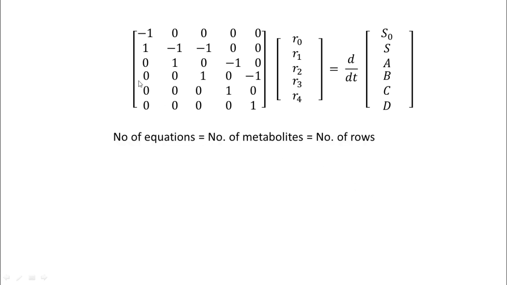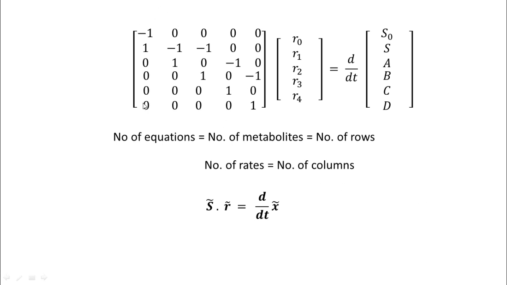The number of equations would equal the number of metabolites, as we have seen, and that would equal the number of rows that we have here, right? Here we have 1, 2, 3, 4, 5, 6, and we had 6 metabolites, S0, S, A, B, C, D, so 6, and therefore that equals the number of rows. And the number of rates would equal the number of columns here. There are 5 rates and 5 columns, R0, R1, R2, R3, R4, and there are 5 columns in this matrix.